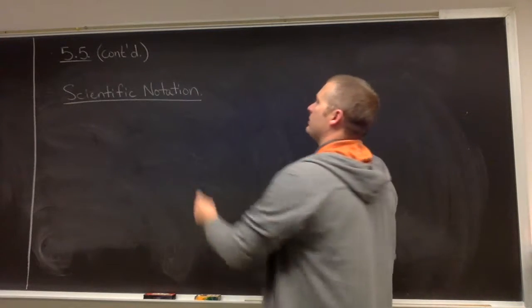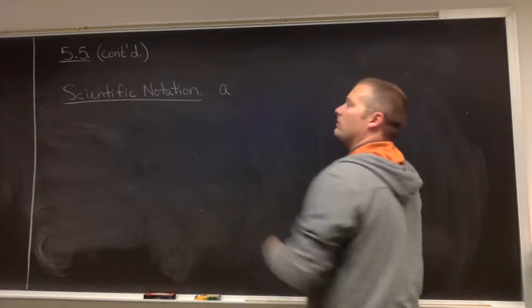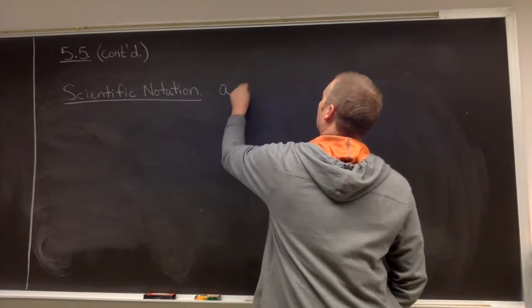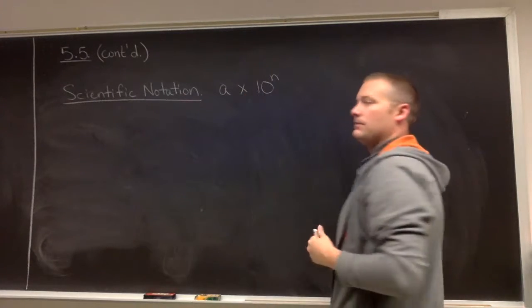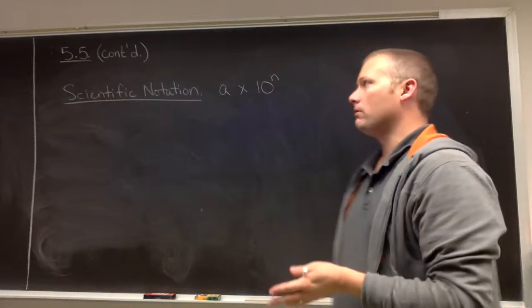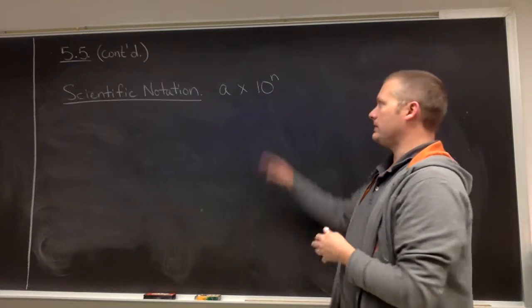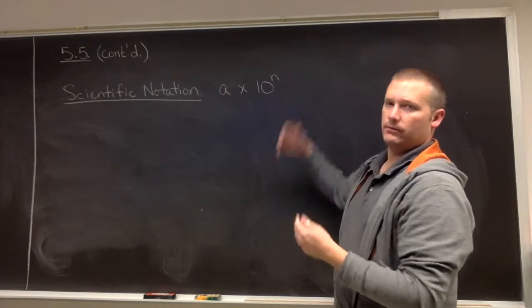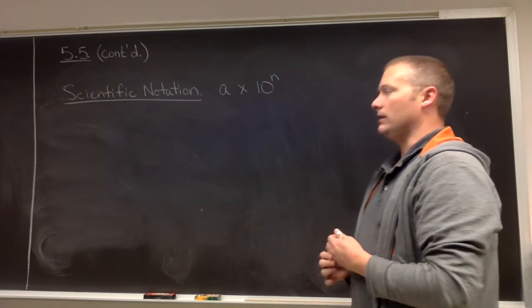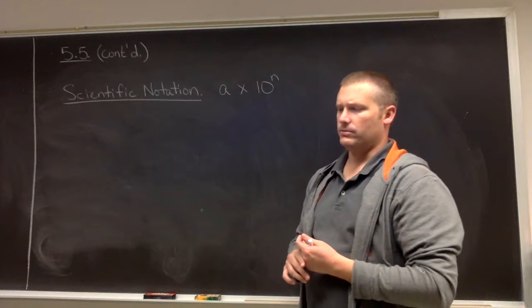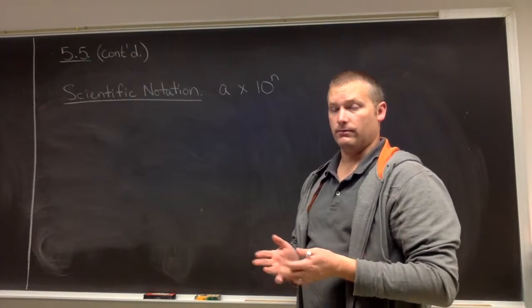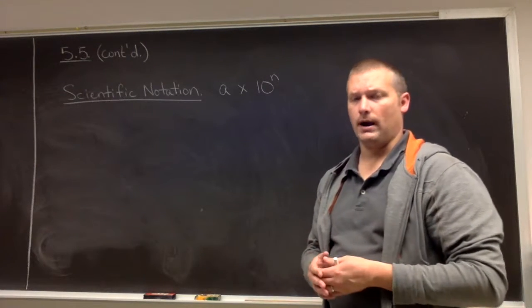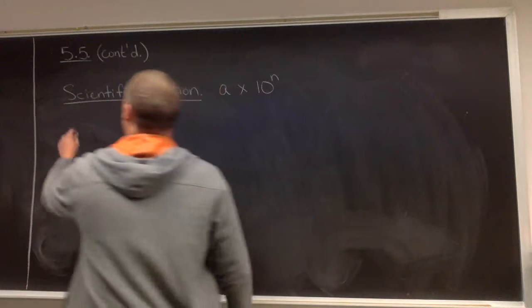so scientific notation is written as some number between 1 and 10 times 10 to some power. If it's a big number, that n is positive, like it's 10 to a positive power. If it's a small number, it's 10 to a negative power. So let's see an example. I should be on example 3 of 5.5 because we already did 2 prior examples in class.